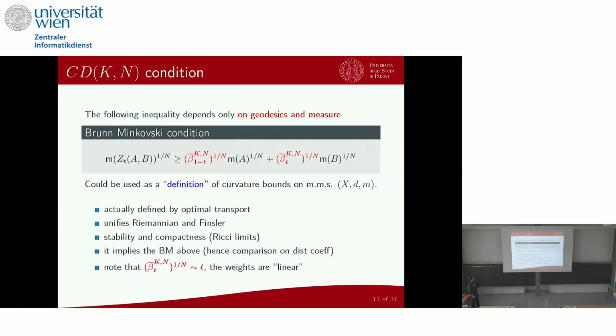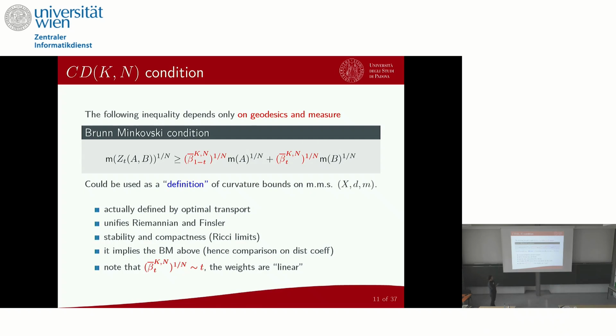Good, so the CD(K,N) condition, here I cheat a bit, but you know the theory much better than me. So you can think in this way, the CD(K,N) space is a space where you can think to have a sort of Brunn-Minkowski condition with distorted coefficient, right? This is not true because you actually define it by optimal transport. I don't want to write it here. I will write something later. But it is interesting that this condition only depends on the possibility of doing interpolation, so having geodesics, and having a measure. So it works also on an abstract metric space.